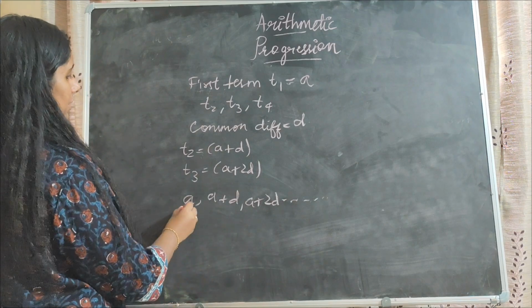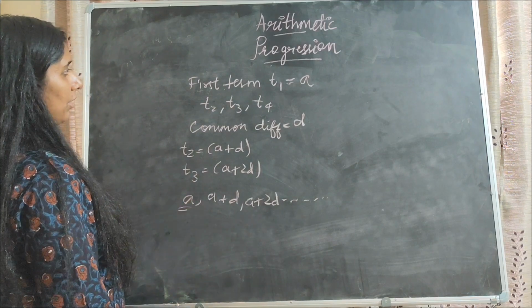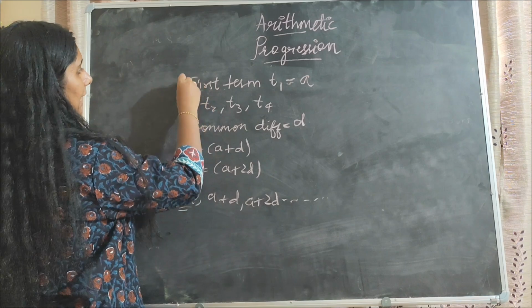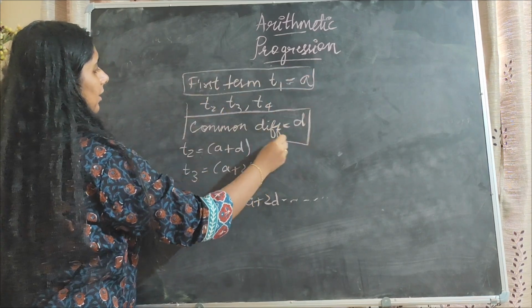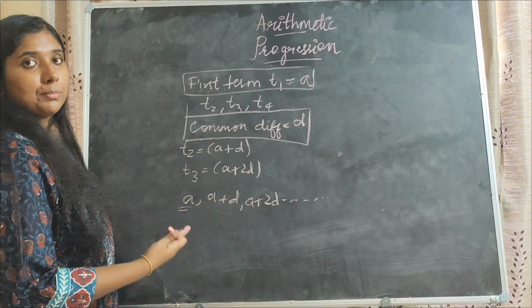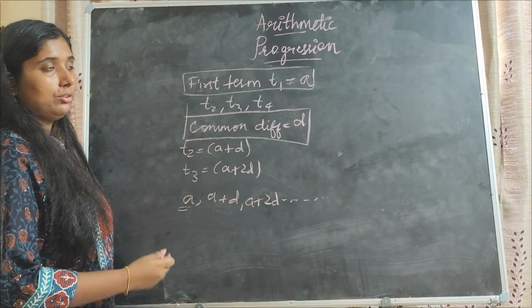So this is the first term. You need to note down that the first term is denoted by A and the common difference is denoted by D. Please pause the video and note this down.